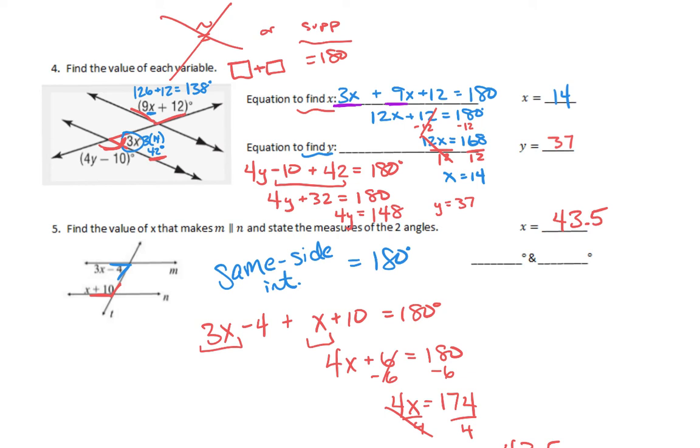So x is 43.5. Cool, cool. And then they want us to find the measures of both of those angles. Well, I'm going to do the easy one first. This one's x plus 10. And I know that x is 43.5. So the substitution property, 43.5 plus 10 makes 53.5. So one of these angles is 53.5.